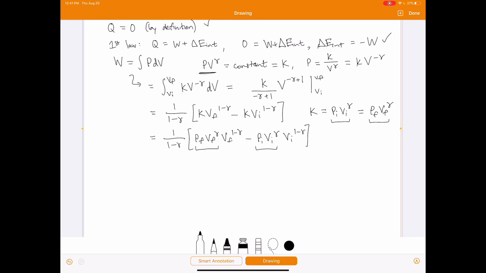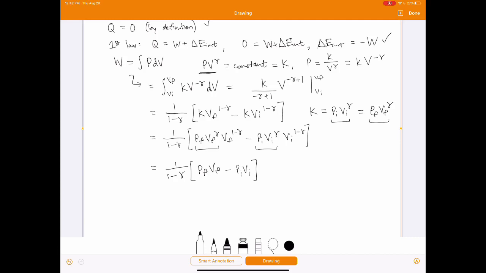All right, so actually that simplifies quite a bit. Because if you take V final to the gamma power, and then you multiply by V final to the 1 minus gamma power, you can combine those by adding the powers. So what's gamma plus 1 minus gamma? Well, it's 1. In other words, this is the same as saying P final times V final to the first power. And then by the same token, we have P initial times V initial as the second term. And then again, we have 1 divided by 1 minus gamma out front.